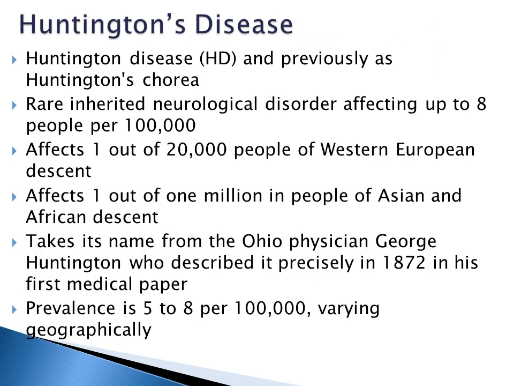Huntington's disease is another trinucleotide repeat expansion disorder. It used to be called Huntington's chorea, and this is a rare inherited neurological disorder affecting up to 8 people per 100,000 individuals. It affects 1 out of 20,000 people of Western European descent and 1 out of 1 million people of Asian and African descent. It takes its name from the Ohio physician George Huntington, who described it in 1872 in his first medical article. The prevalence is 5 to 8 per 100,000, and it varies geographically.